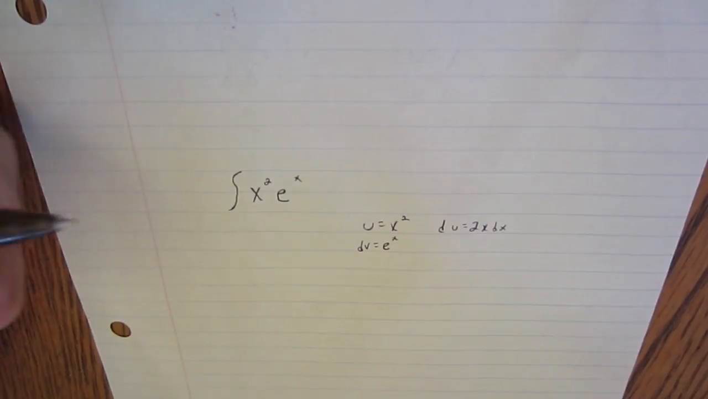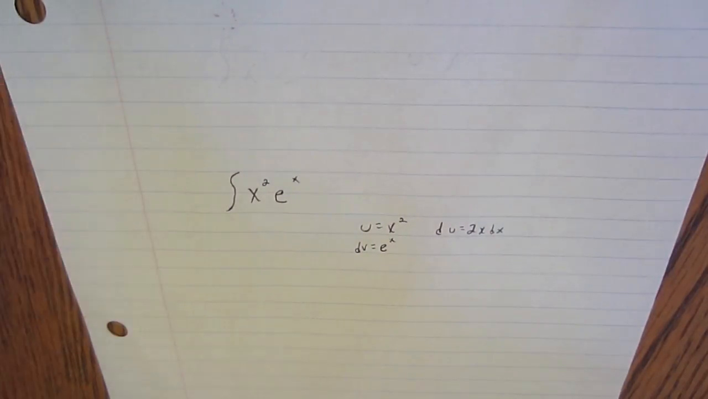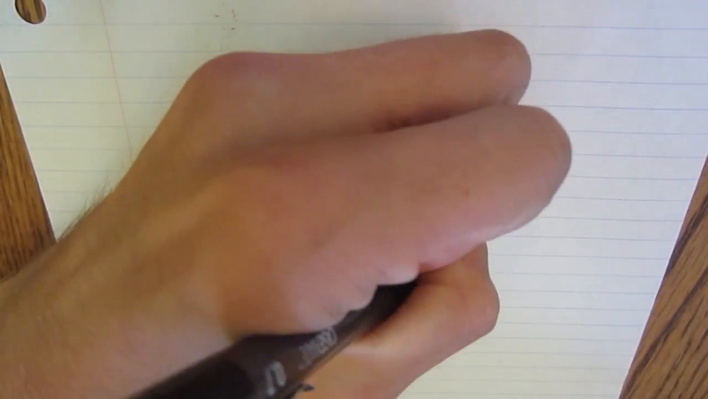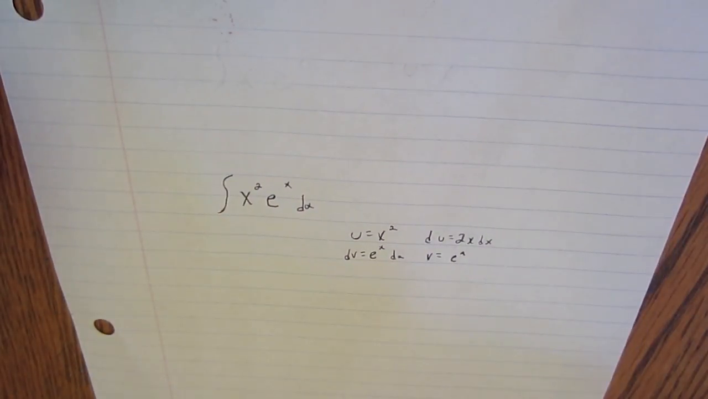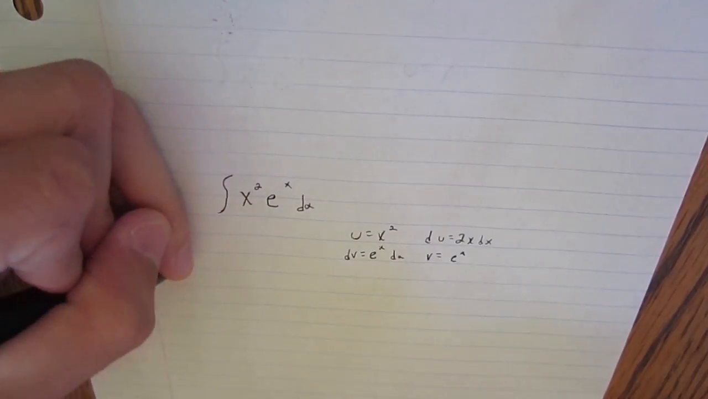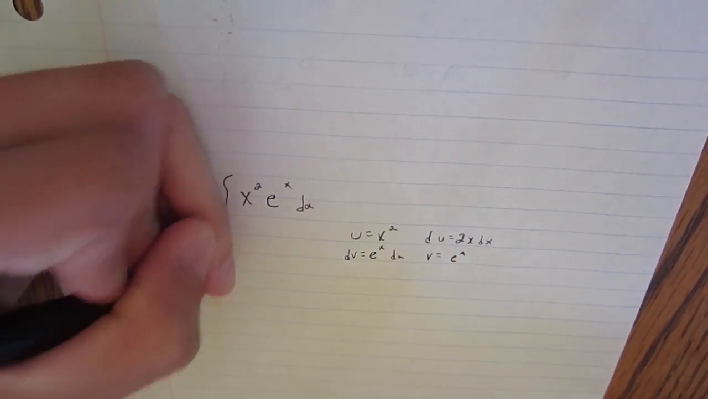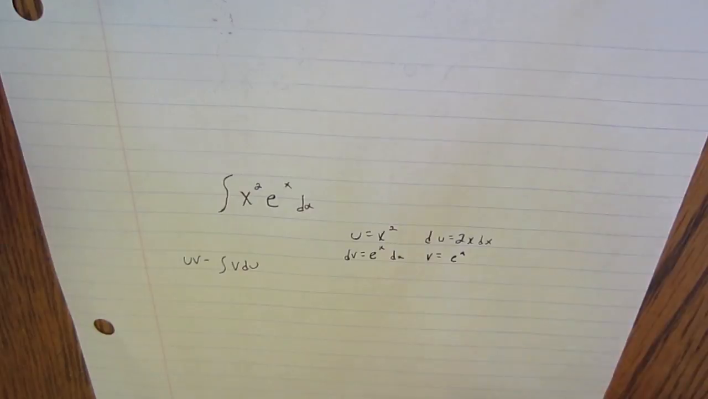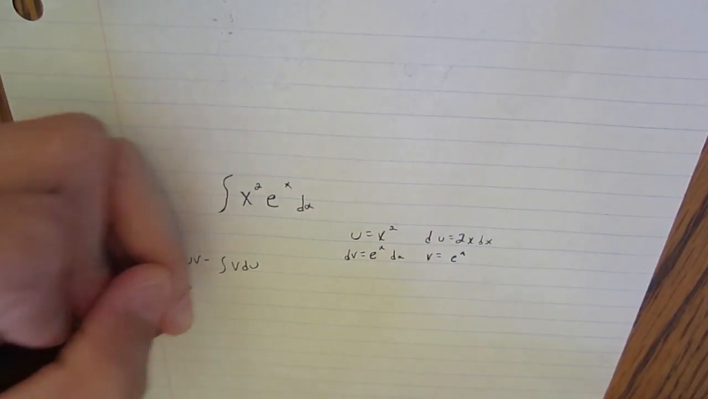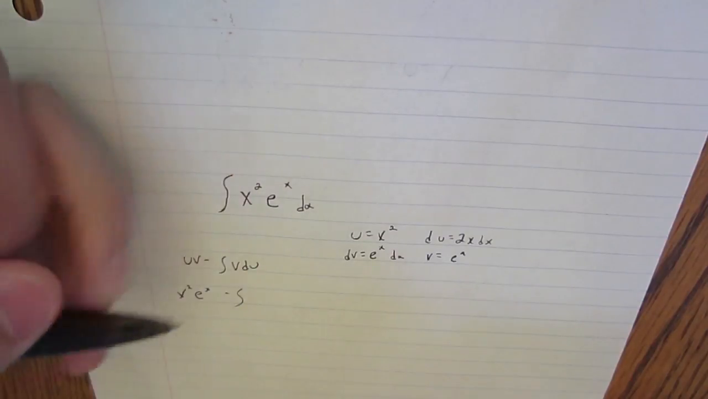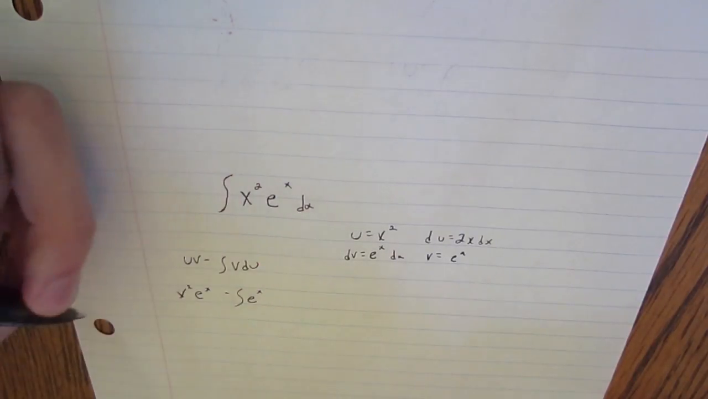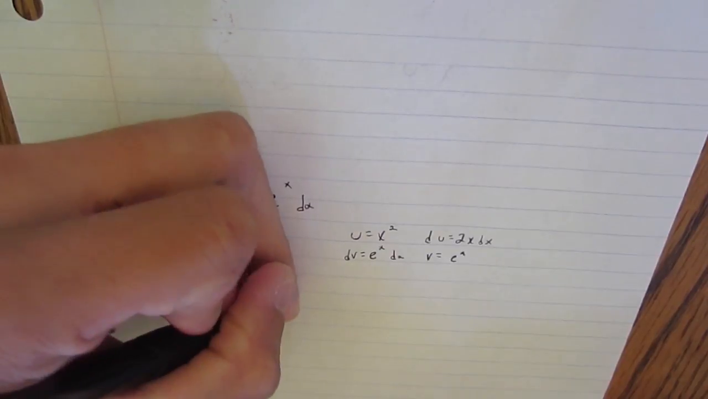And since the integral of e to the power of x is still e to the power of x, v is going to be e to the power of x. And so basically what you're going to do now is follow the formula uv minus the integral of v du. u is your x squared, v is your e to the x, minus the integral, v is e to the x, and then du is 2x dx.